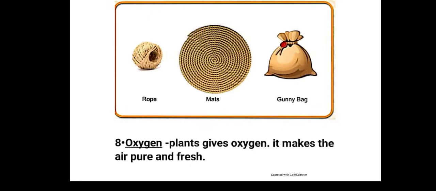Next one is oxygen. Plants give us oxygen. As you know, when the plants make their food, they use carbon dioxide from the atmosphere and give out oxygen, and this oxygen we are using in our breathing, and it makes the air pure and fresh.